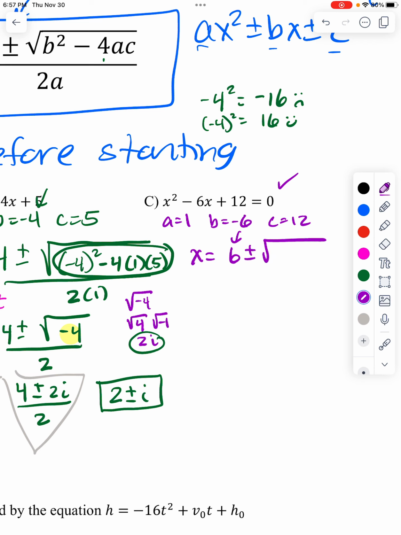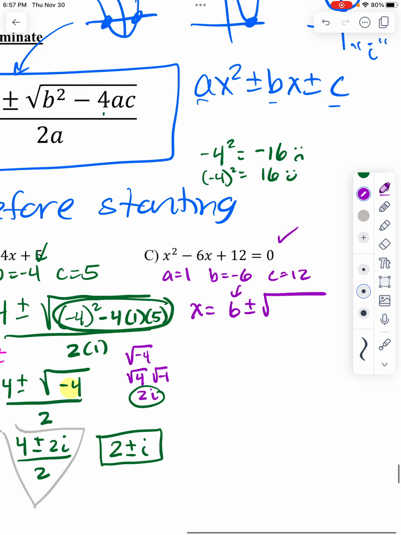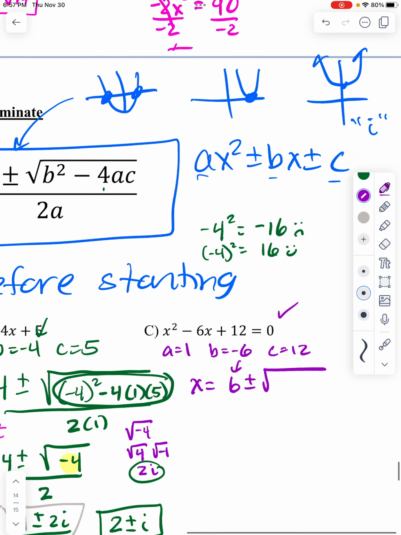plus or minus the square root, and I'm going to try to get this thing out of the way. I never know how to get that to move. Okay, fine. You know what? I won't.